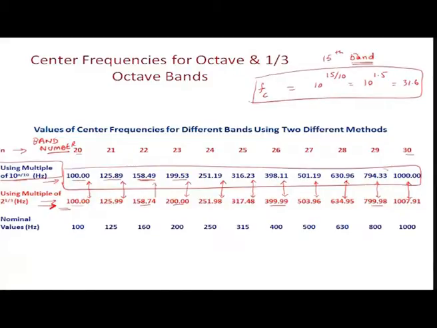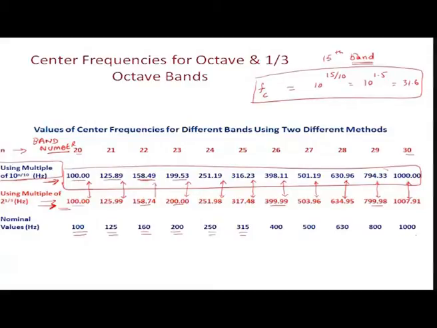Then you multiply and divide it by 2 to the power of 1 by 6, and you get its upper and lower frequency limits. This is how central frequencies according to international standards are computed, using this band number method. And if people are not interested in the second place of decimal, then they just round it. So the nominal values are 100, 125, 160, 200, 250, 350 and so on and so forth.